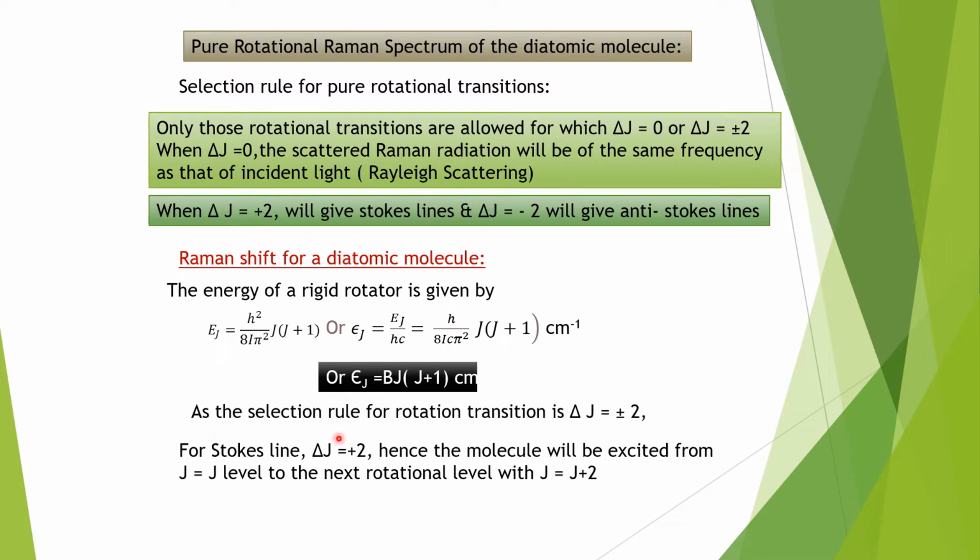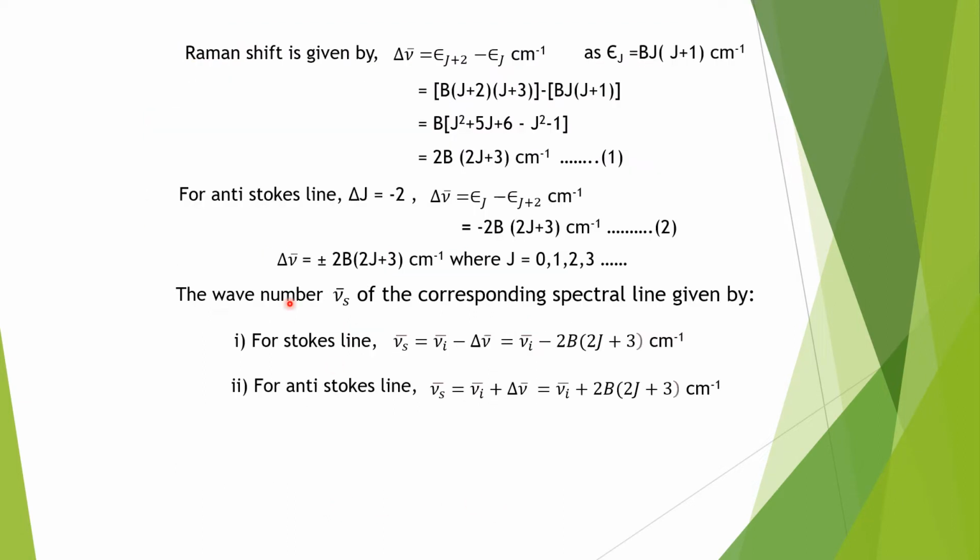As the selection rule for rotational transition is del J is equal to plus minus 2, that means for Stokes line, the del J will be equal to plus 2. Hence the molecule will be excited from J level to the next rotational level with J is equal to J plus 2. Then in that case, the Raman shift will be given by del nu bar is equal to epsilon J plus 2 minus epsilon J centimeter inverse.